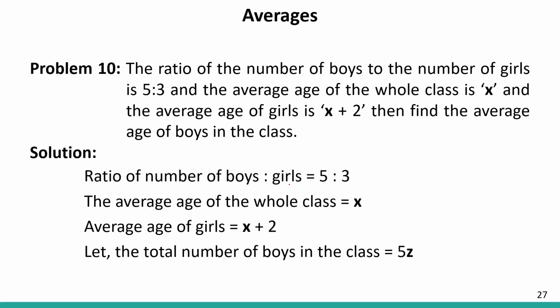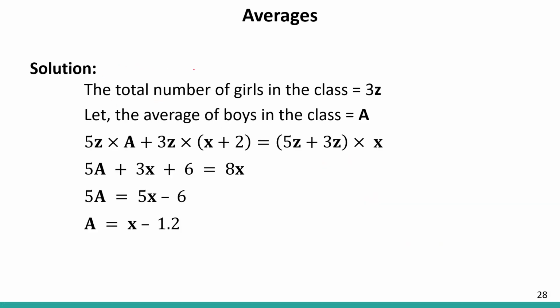So the ratio of the number of boys to girls is 5:3, as given here. Okay. So the average age of the whole class is equal to x. So the average age of girls is equal to x plus 2. So the total number of boys in the class is equal to 5z. Okay. So the total number of girls in the class is equal to 3z. So the average age of boys in the class is equal to a. So 5z into a plus 3z into (x plus 2) is equal to what? (5z plus 3z) into x.